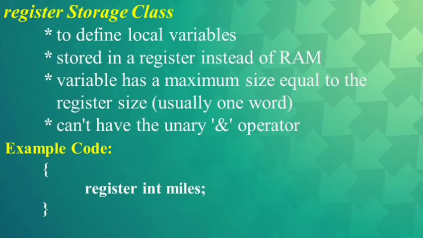The next storage class is register. The register storage class is used to define local variables that should be stored in a register instead of RAM. This means the variable has a maximum size equal to the register size, usually one word, and it cannot have the unary AND operator applied to it as it doesn't have a memory location. Here the example code for the register storage class is given.